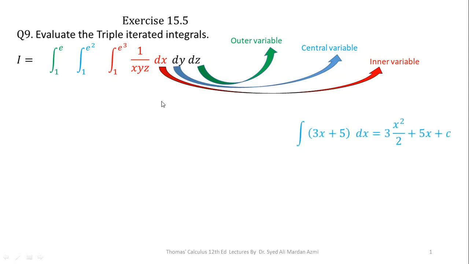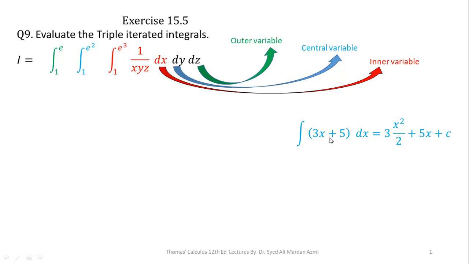Before solving this particular question, let's have a revision from calculus 1 or single variable calculus. If we have to integrate the function 3x plus 5 with respect to x, how will we integrate it? In this function, we have two kinds of constants. The first constant is 3 and the second constant is 5. The first constant 3 is being multiplied with x, whereas the constant 5 is being added to the function 3x. So how will we deal with them?